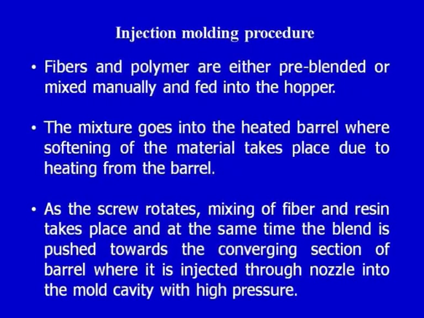The mixture goes into the heated barrel where softening of the material takes place due to the heating from the barrel. Now the important point to note is that the softening of the matrix takes place. Matrix in case of injection molding of polymer composites is a polymeric material. Now the polymer may be of different types. Depending upon the properties of the polymer, it would get heated and soften, or we can say become a semi-solid. From a solid state it would come into a semi-solid state.